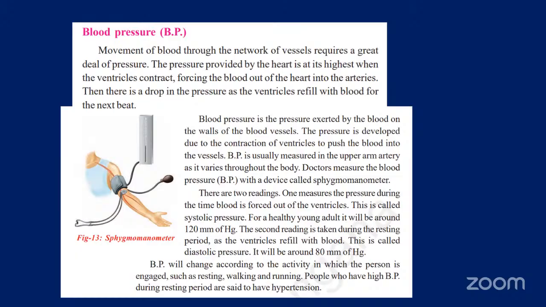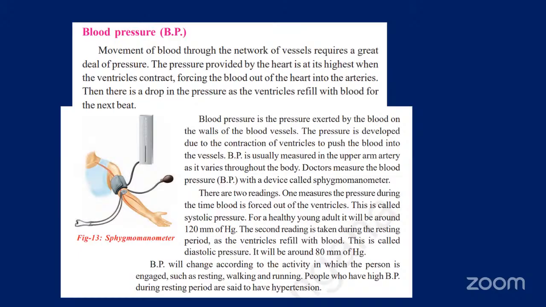And the second reading is taken during the resting period. Okay, as the ventricles refill with the blood again, and this is called diastolic pressure అంటాం. It will be around 80 mm of Hg, mercury. Okay, and BP will change according to the activity in which the person is engaged.